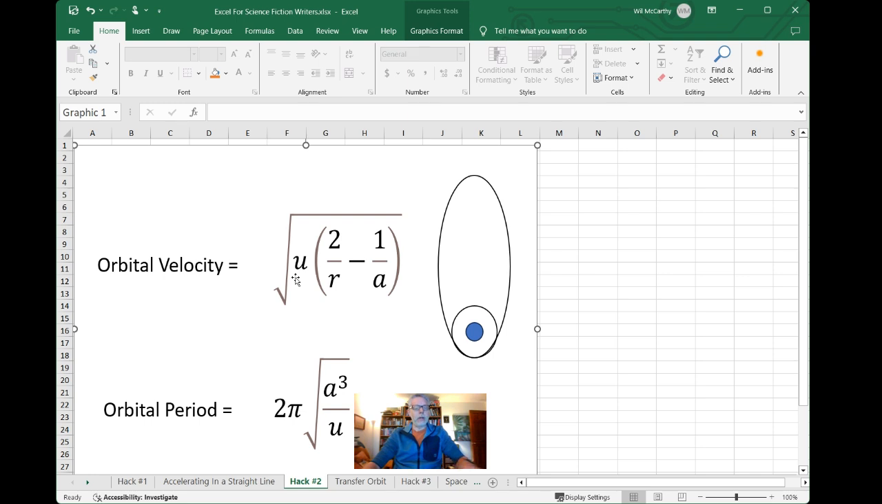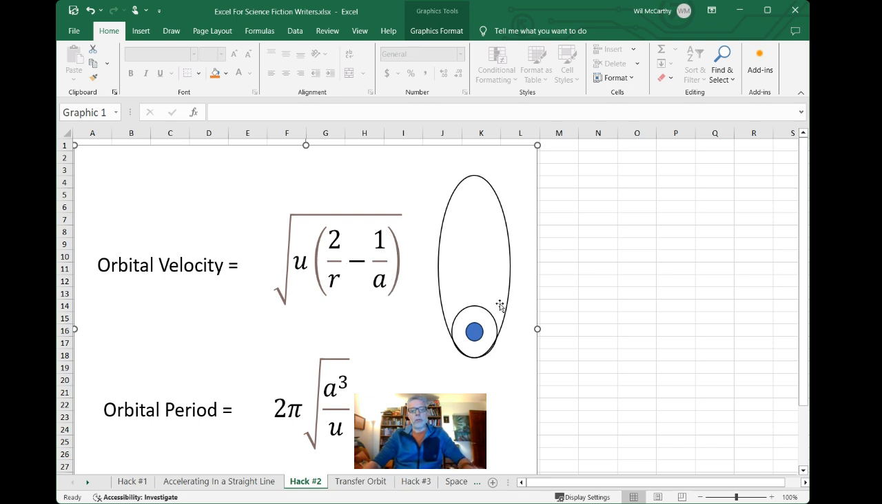This mu is a thing called the gravitational parameter. It's the mass of a planet times the gravitational constant. The gravitational constant is a universal number, but this value mu, you can just look it up in an encyclopedia. You can look it up on Wikipedia. Every planet has its own gravitational parameter, and we'll look in a minute at what that looks like. Anyway, it's the square root of mu times this value here, which is 2 over r. R is your radius at any given time, the radius from where you are to the center of the planet that you're orbiting, minus 1 over a.